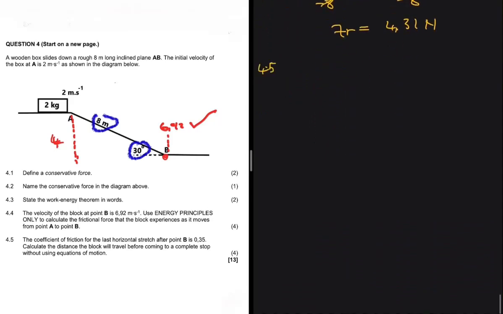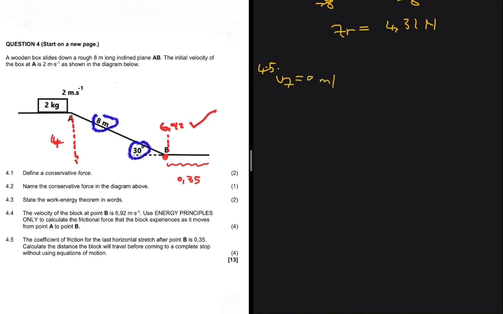So 4.5. The question is saying that the coefficient of friction for the last horizontal stretch after point B is 0.35. So here we have a coefficient of 0.35. And then the question says to calculate the distance the block will travel before coming to a complete stop without using equations of motion. So if it is coming to a complete stop, then we know fully well that V_f is equal to 0.